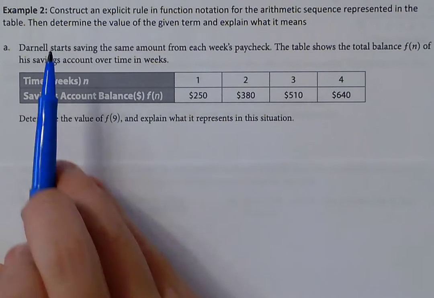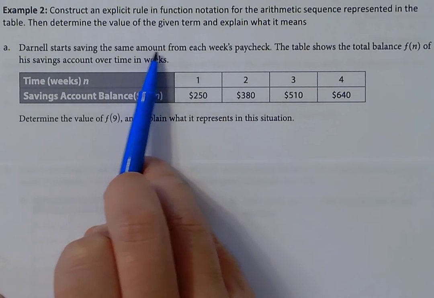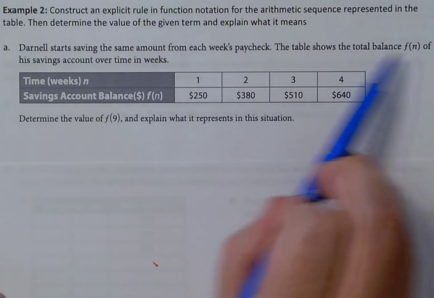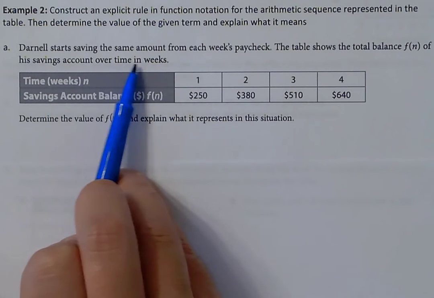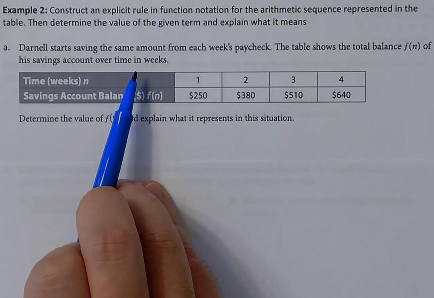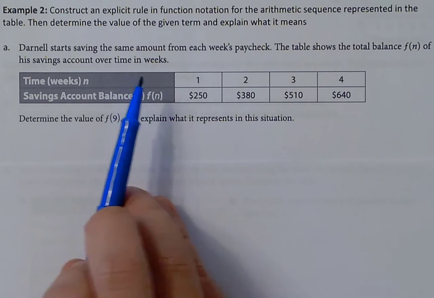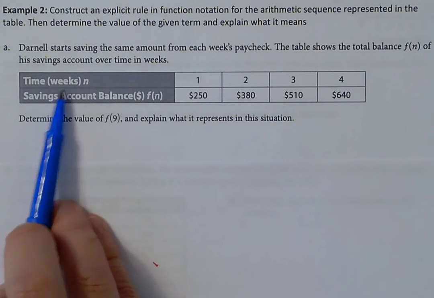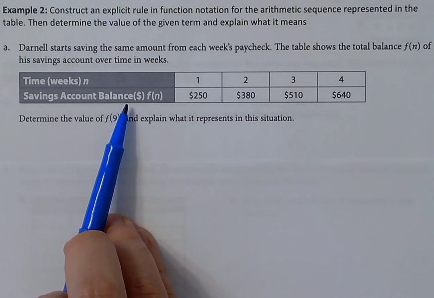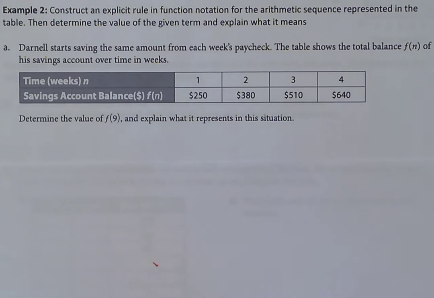For part A, Darnell starts saving the same amount from each week's paycheck. The table shows the total balance, f of n, of his savings account over time in weeks. So each week, Darnell saves a certain amount and he puts it in his savings account. Now, we have time in weeks n, which is 1, 2, 3, and 4, and then the balance of the savings account, which is 250, 380, 510, and 640.